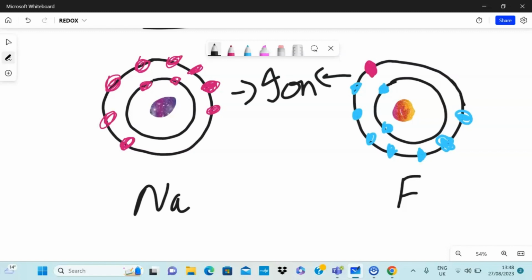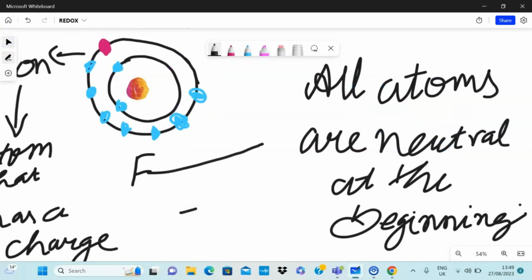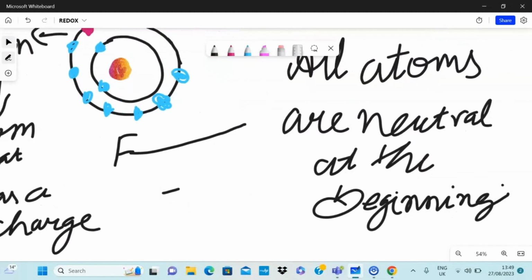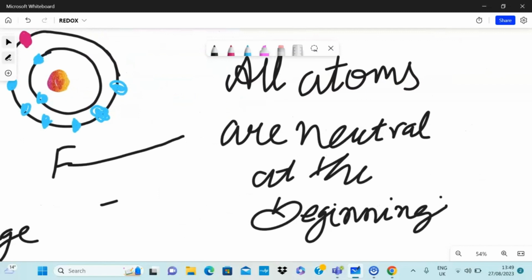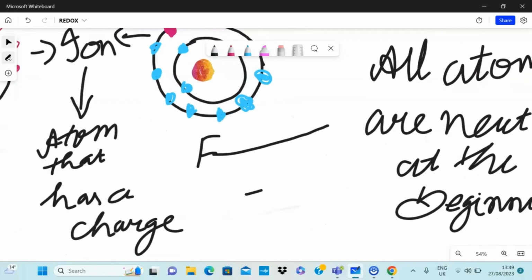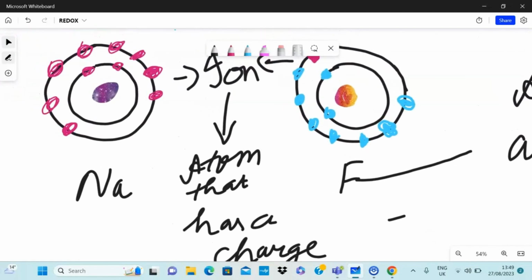So ions are any type of atom that has a charge. Now, all atoms are neutral in the beginning. They don't have any charge because remember the proton is +1, the electron is -1, and neutrons don't have any charge. They are all so perfectly balanced that they can exist as an atom.